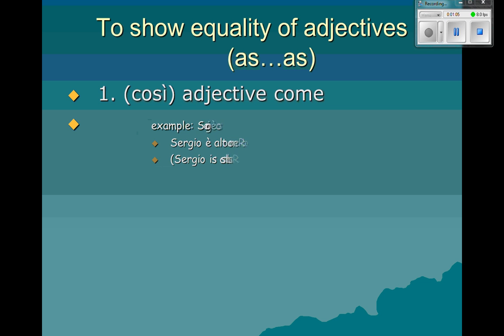Let's take a look at the two examples. We have Sergio è così alto come Roberto. And in that first example, we are using the così. The second example, we leave it out. Sergio è alto come Roberto. They both mean that Sergio is as tall as Robert. The first example, è così alto come, we Americans prefer that simply because it's more of a direct translation.